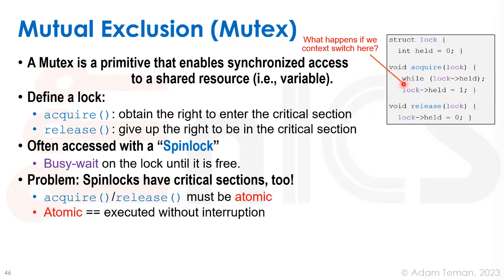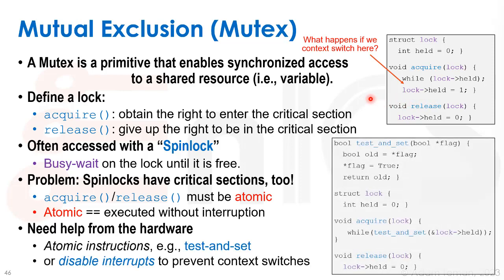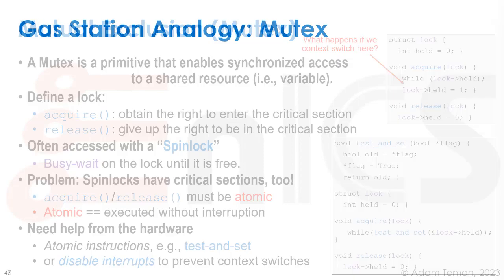That means the acquire and release operations must be atomic, which means they're executed without interruption. And to enable that, we'll need help from the hardware. We can have atomic instructions such as a test and set instruction, which you can see here, or disable interrupts to prevent context switches. A test and set type of instruction will look at the lock, and if it's free, it will write a 1 to it. And we want that to be an atomic instruction, which we'll discuss more in a few seconds.